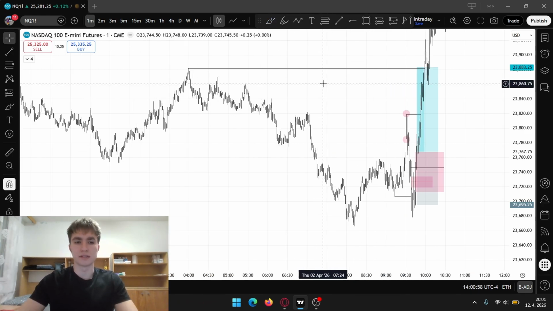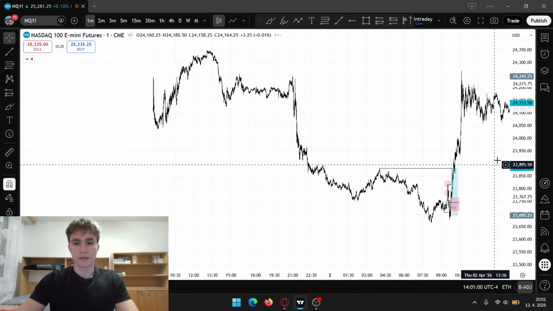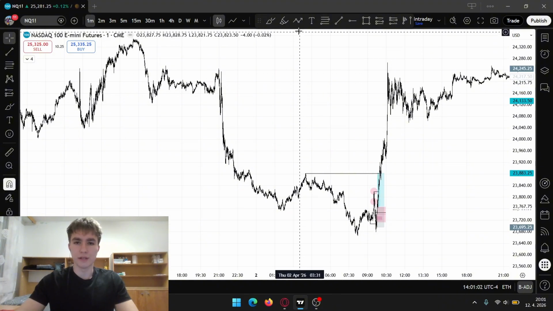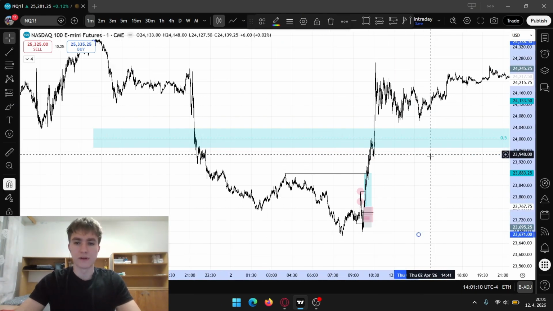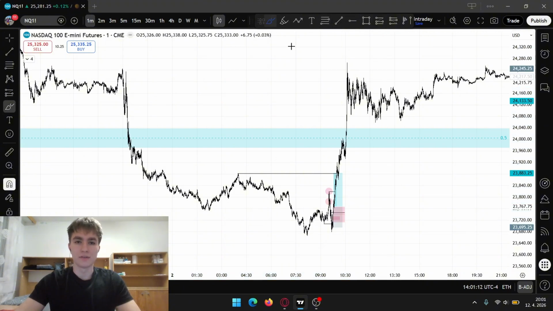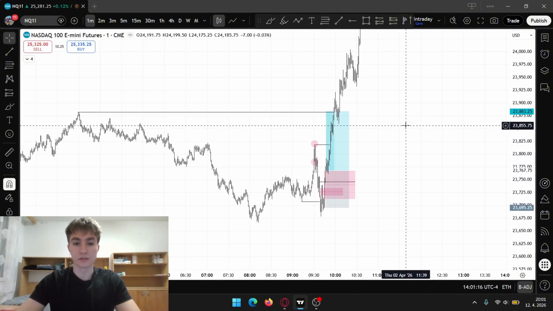But if we zoom out, you can see that we were really oversold to the downside. And in the grand scheme of things, we wanted to rebalance back up from the high to the low. Yeah, this was like the fair value, and we actually rallied through that. But this was that example.